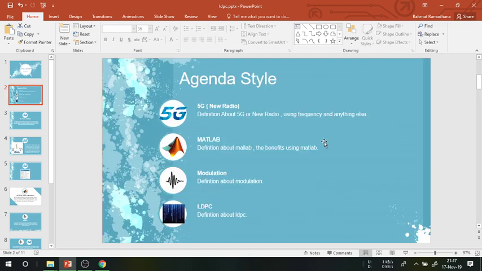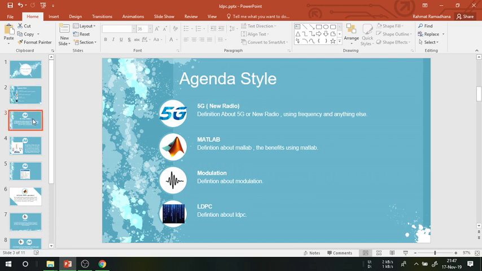So the topics I want to tell you about are: 5G or the New Radio, with its definition, the frequency it uses, and so on; then MATLAB, with its definition and the benefits of using it; then modulation, with its definition; and the last is LDPC, with its definition.